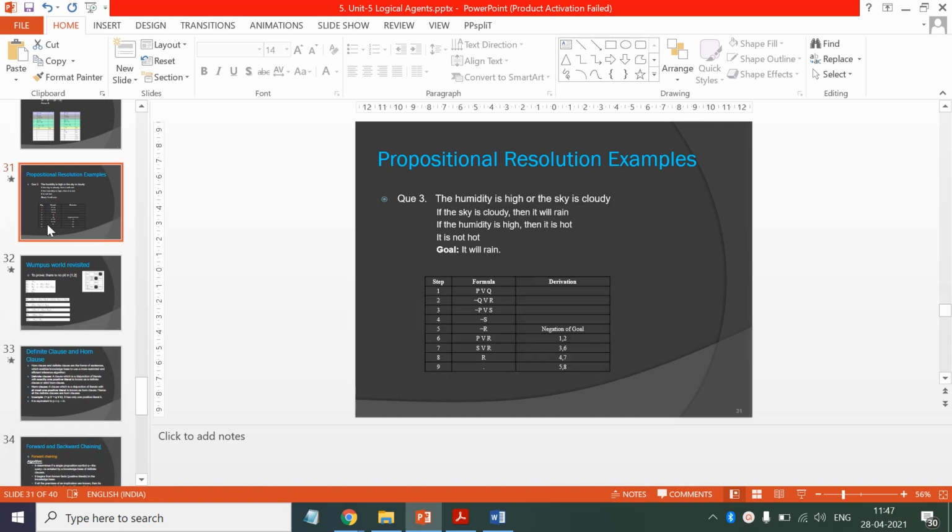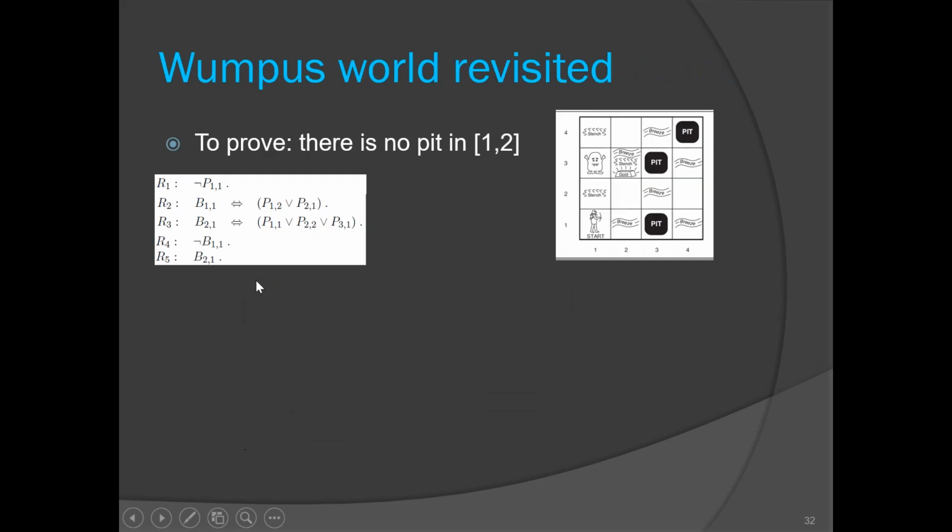Okay, so we have solved 3 problems yesterday. Okay, so Wumpus World revisited.